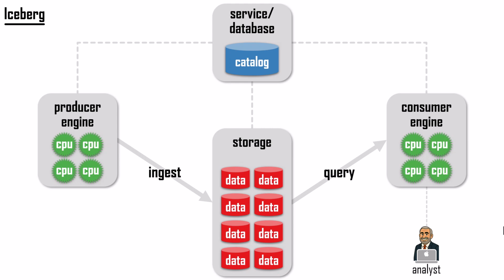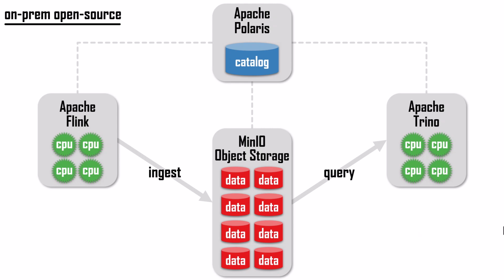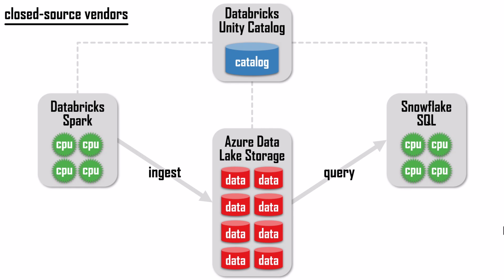for ingesting versus consuming. Here's an example of using open source software in your own data center. Polaris is the catalog, and Flink is the engine used to write data into S3 compatible storage. A different engine, Trino, is used for queries. Here's a closed source system. Databricks is used to ingest data, and Snowflake is used to query it. Or you can use Snowflake for ingestion and Databricks for consumption.